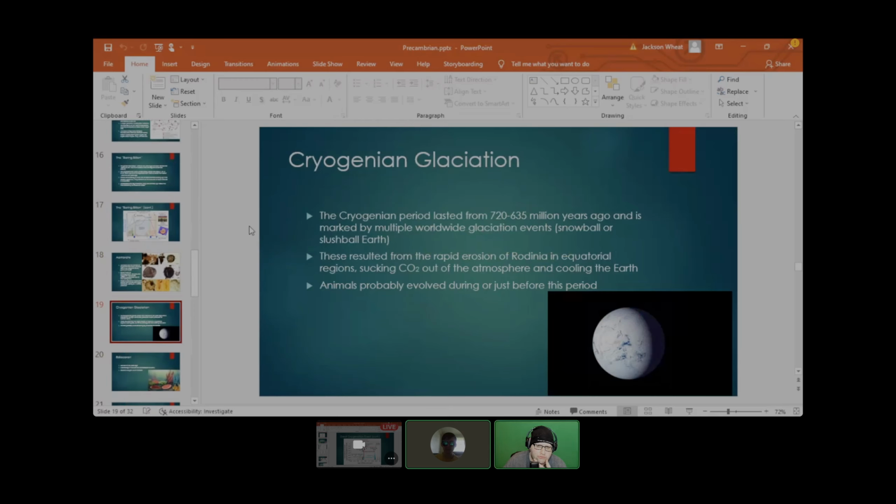So that's like erosion of the rocks, erosion of the mountain? Yes. So as erosion happens, this is causing CO2 to be sucked out of the atmosphere. And because all the land mass at this time is basically at equatorial regions where weathering is the greatest, it's causing very large amounts of CO2 to be sucked out of the atmosphere.